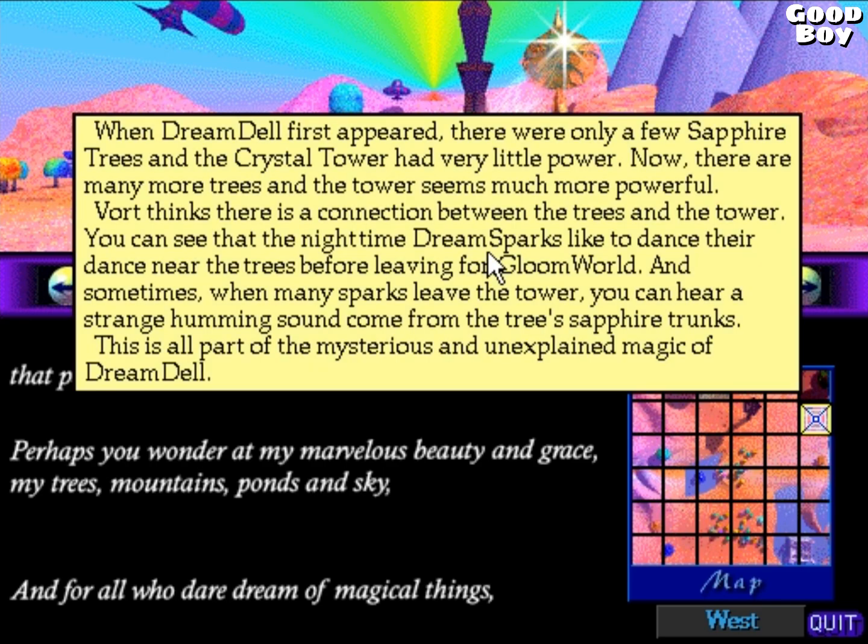When Dreamdell first appeared, there were only a few sapphire trees, and the crystal tower had very little power. Now, there are many more trees, and the tower seems much more powerful. Vort thinks there is a connection between the trees and the tower. You can see that the nighttime dream sparks like to dance their dance near the trees before leaving for Gloomworld, and sometimes, when many sparks leave the tower, you can hear a strange humming sound come from the trees' sapphire trunks. This is all part of the mysterious and unexplained magic of Dreamdell.